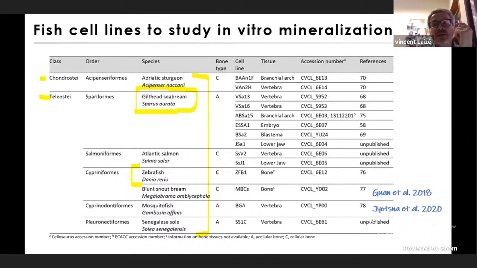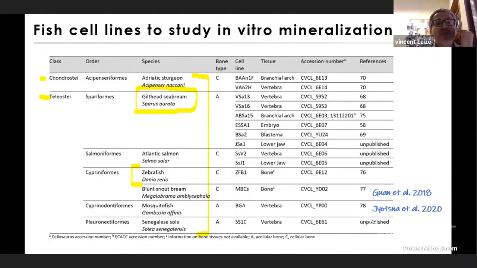And to the fact that the gilded sea bream is an important aquaculture fish, and it has a high incidence of skeletal deformities in that species. So we wanted to understand, by developing these cell lines, what were the mechanisms of in vitro mineralization and maybe what could cause these skeletal deformities, okay?